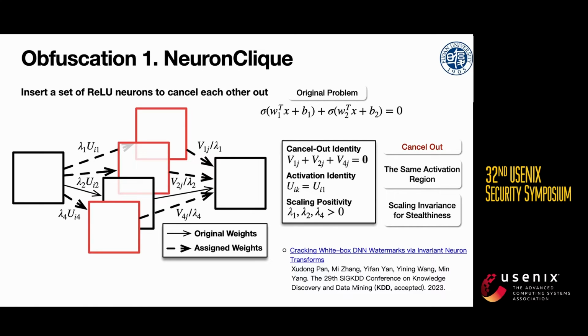To enhance the stealthiness of the construction, we equip our removal attack with more comprehensive primitives for constructing stealthy dummy neurons. The first one is called neuron clique, which literally inserts a set of ReLU neurons to cancel each other out. The key here is that the summation of the outgoing weights is a zero matrix. We further use the scaling obfuscation we developed in our recent KDD23 paper to scale the incoming and outgoing weights of the dummy neurons to remove the detectable traces to a large extent.